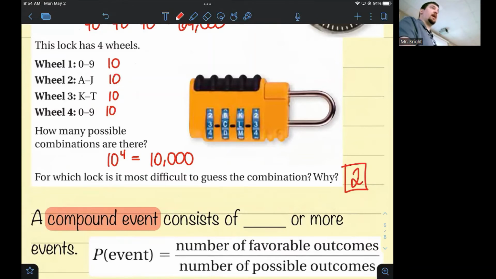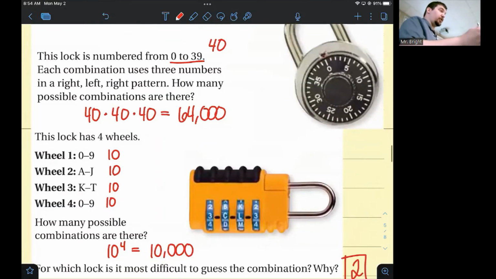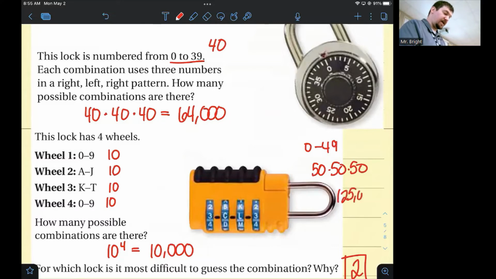I don't want to try breaking into that lock, but it's not as secure as the second one. Now your school lockers go through 0 to 49. How many numbers is that? 50. So 50 times 50 times 50, who's got that? 125,000 different ways. So unless you tell someone your combination, they're not breaking into it. They are secure. Leaving something in your locker is secure. You just can't, again, you just can't tell someone your combination.